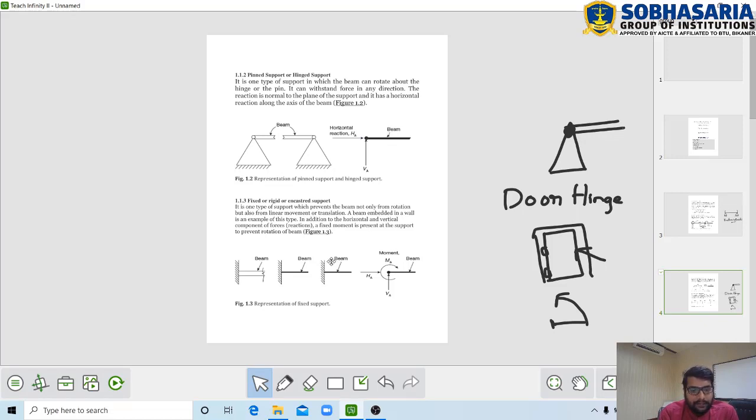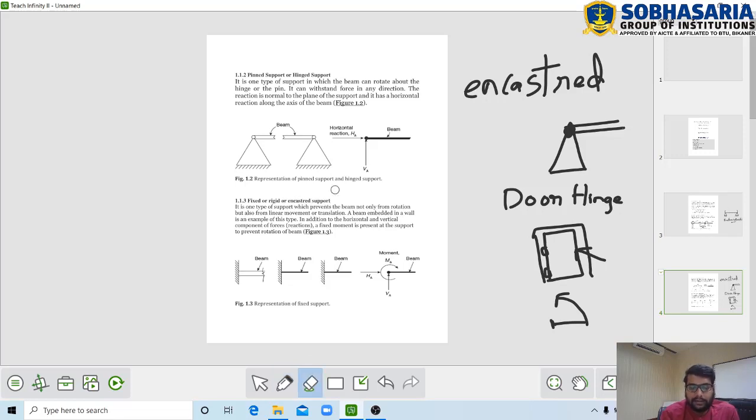Okay, next we will see a fixed or a rigid support. So this type of support prevents the beam not only from rotation but also from linear movement. The beam embedded in a wall is a simple example of a fixed beam. The fixed beam is also called an encasted beam. Encasted beam means fixed beam. So this support is also called an encasted support.